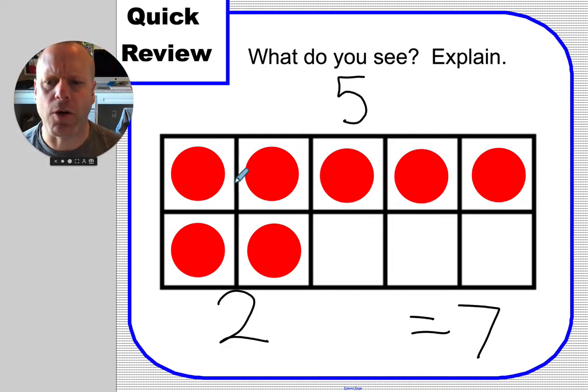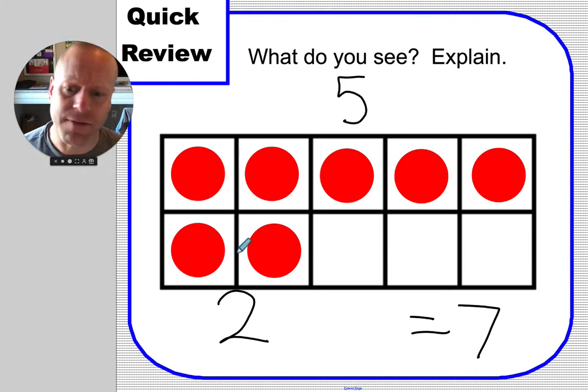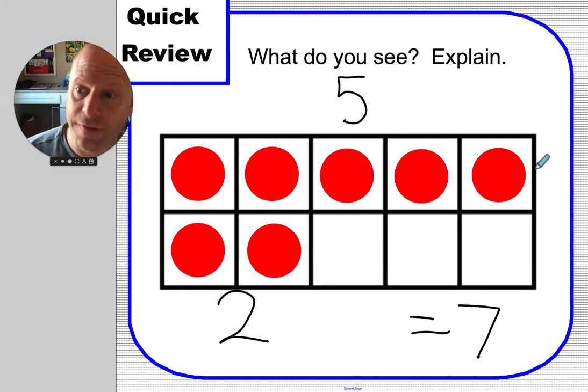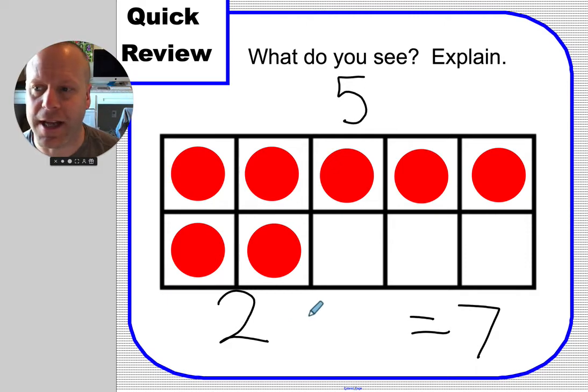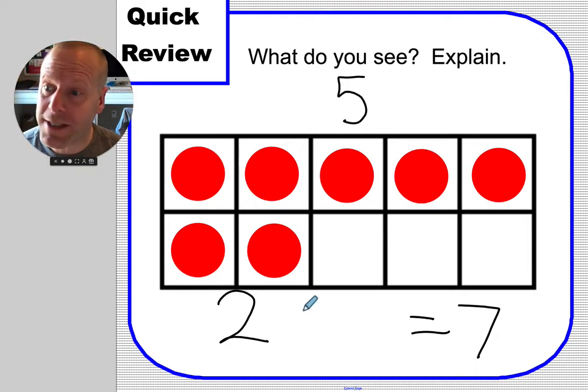I didn't just count 1, 2, 3, 4, 5, 6, 7. I knew the 5 and counted the 6 and the 7. That's how I did it. Now there are other ways to see this.